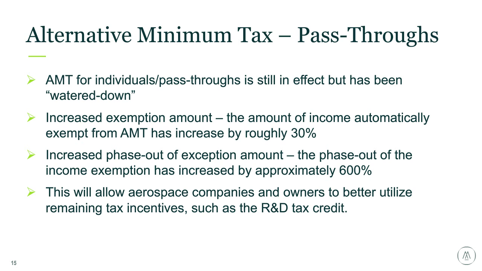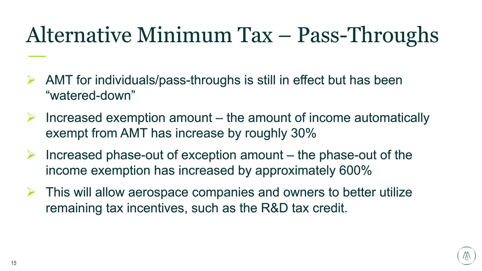So what this all means is that while the individual AMT is still in place, fewer individuals will be subject to AMT, and those that are paying AMT will likely pay less than they otherwise would have, as long as their income is less than $1 million.